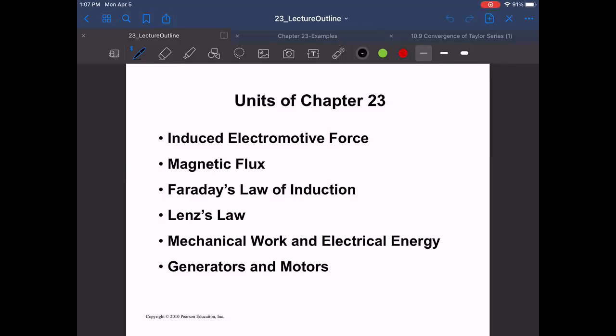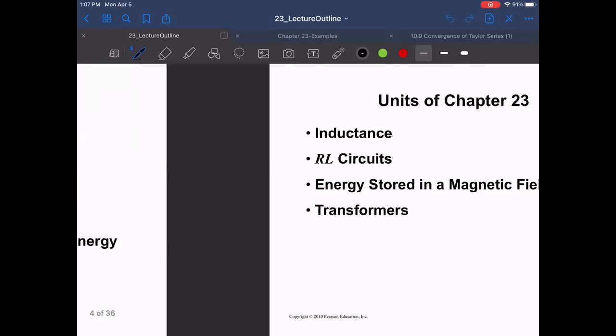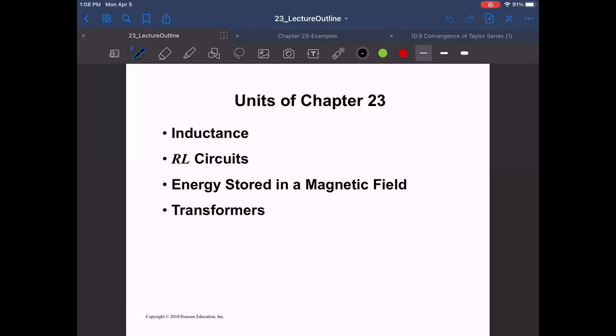We're going to look at magnetic flux. We already talked about electric flux, so this shouldn't be too big of a deal to do. It'll just be magnetically. We're going to look at Faraday's law of induction. So this will tell us essentially how much EMF we can get in an induced current. We'll look at Lenz's law that tells us what direction essentially the current is going in and a few other little things. We'll look at the energy, mechanical and electrical, that we get out of this, how generators and motors work. We'll look at inductance and then resistor-inductor circuits.